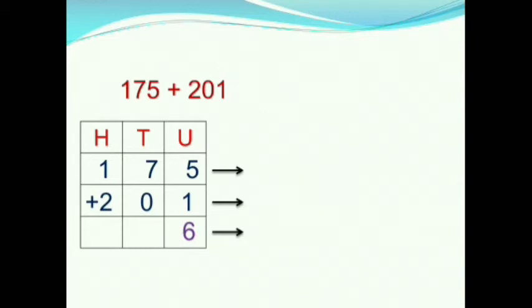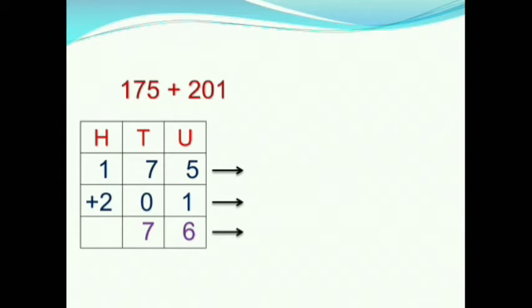Next we should add tens place digits. Which digits are there in the tens place? They are 7 and 0. 7 plus 0 is equal to 7, because when we add 0 to any number, we get the same number.